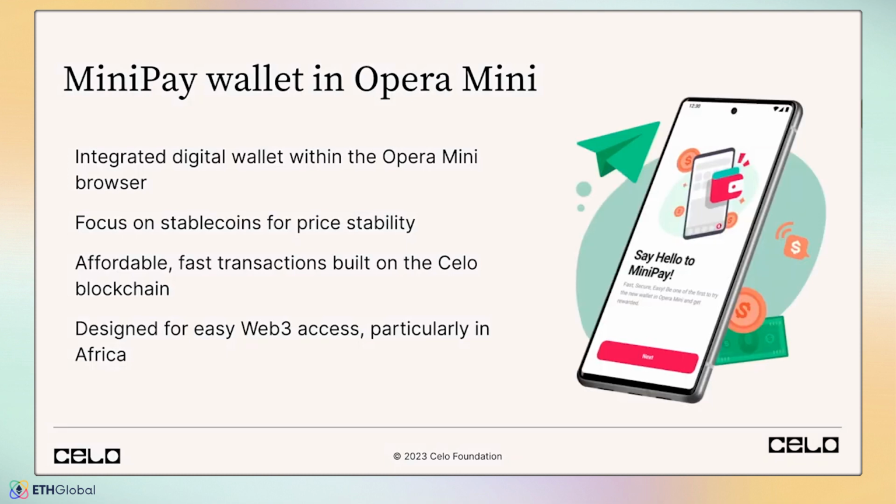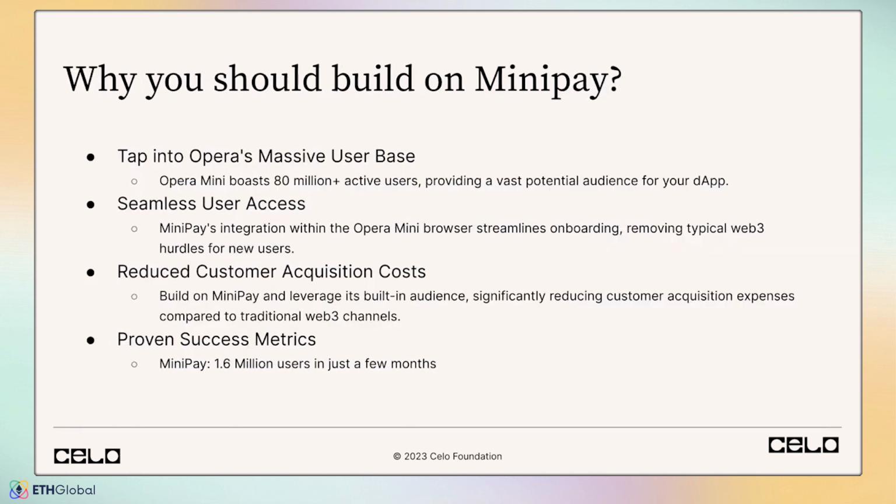MiniPay is a wallet built inside Opera Mini. It is a digital wallet within the Opera Mini browser. It is focused on stablecoins for price stability, and very affordable and fast transactions because it's built on the Celo blockchain. It's designed for very easy Web3 access and particularly for people in Africa. Right now, the wallet is available for a few regions in Africa and will soon be rolled out to many other regions.